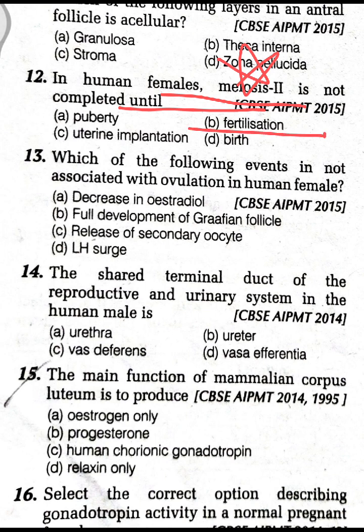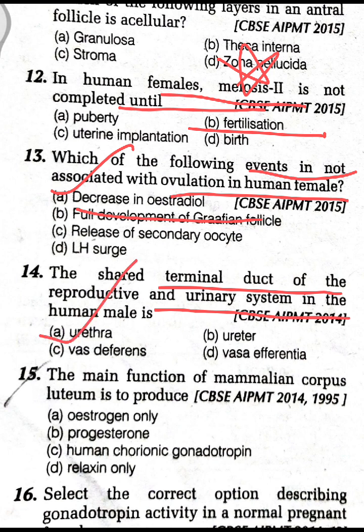Which of the following events is not associated with ovulation in human females? It is option number A, decrease in estradiol. It does not decrease but increases. Option number A is the incorrect one, so the right answer to this question. Next, the shared terminal duct of the reproductive and urinary systems in the human male is, which is common to both systems, the urethra. Option number A is the right one.